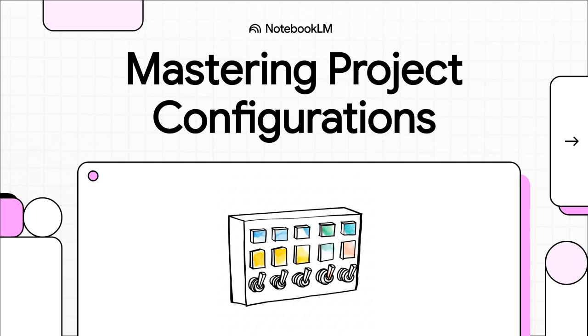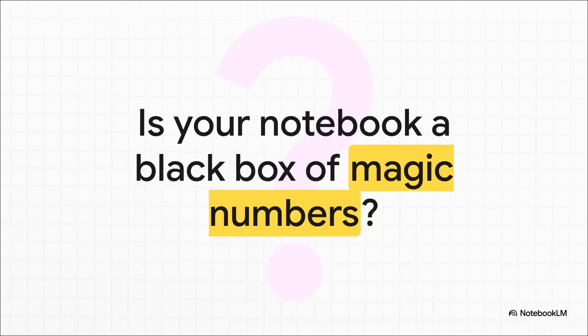So let's do this. Let me ask you something. Have you ever opened up one of your old notebooks, or maybe inherited one from a colleague, and it just feels like a complete black box? You know what I'm talking about? Numbers just scattered everywhere. You have no clue what they mean or why they're there, and you're terrified that if you touch anything, the whole thing will just fall apart.